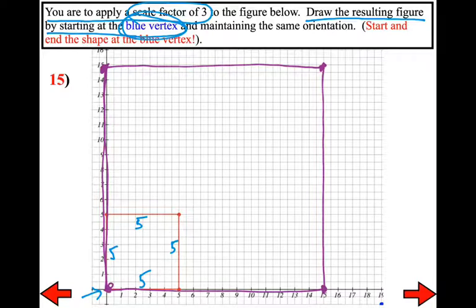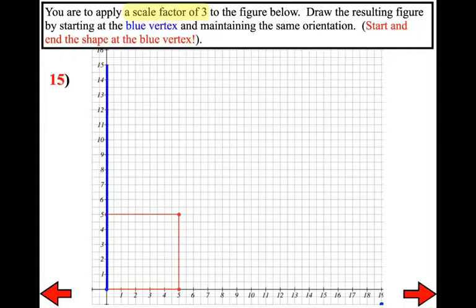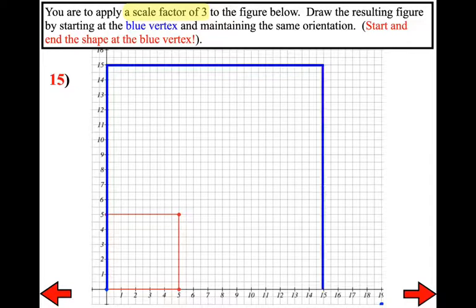So the purple one that I just drew is the scale copy, because we took the original, the one in red, applied the scale factor of 3, and since it was 5 by 5 by 5 by 5, this one ends up being 15 by 15 by 15 by 15. So let me take off my big mess here and draw it for you a little neater.